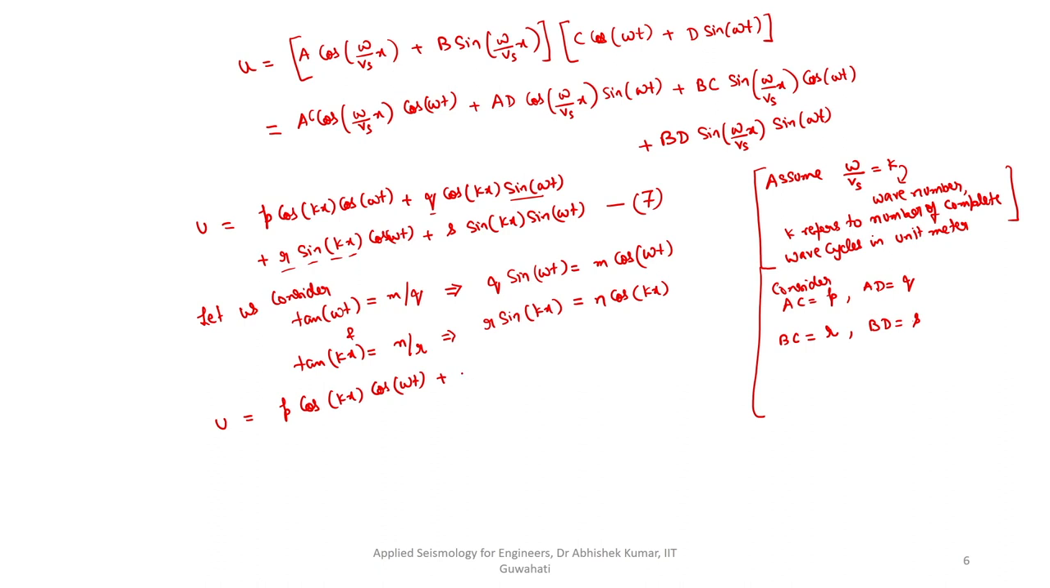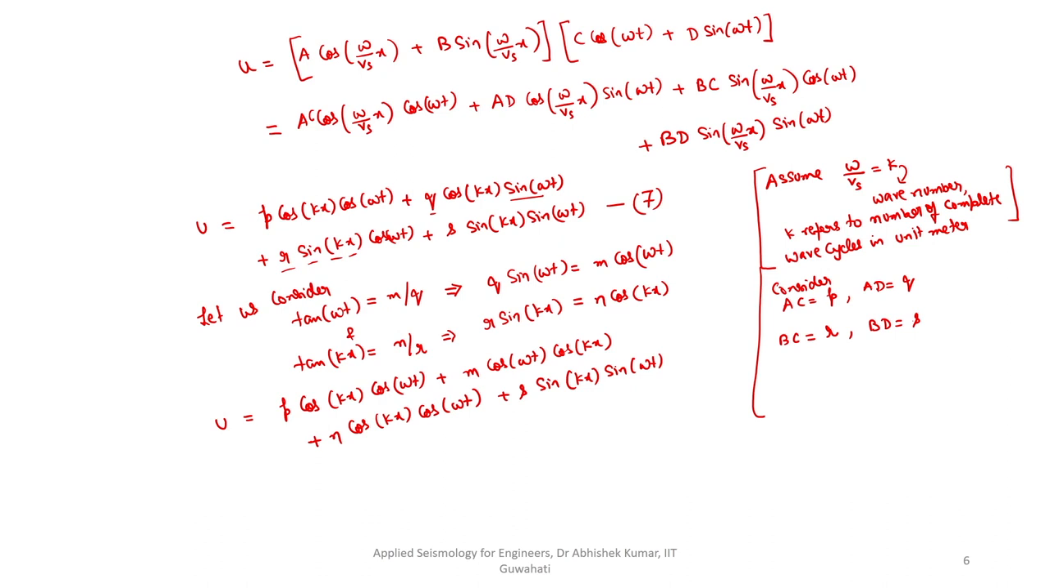plus m times cos omega t cos kx plus n times cos kx cos omega t plus s times sin kx sin omega t. So here, now if you see, each term earlier was having cos and sin components in two terms, which now have been converted to cos terms.